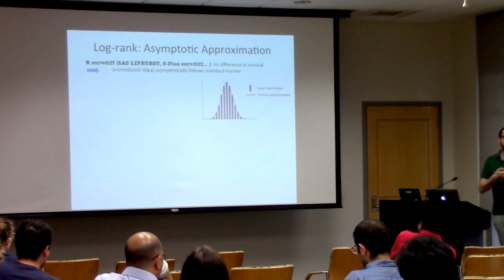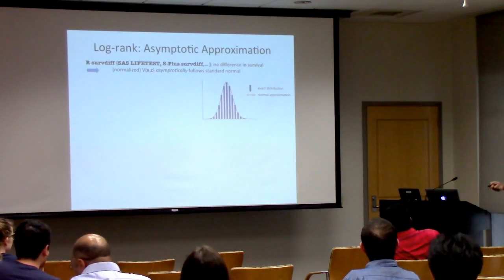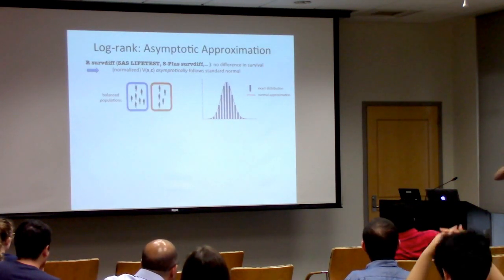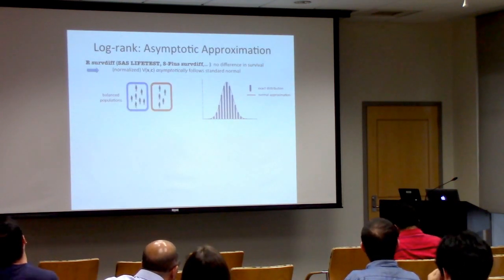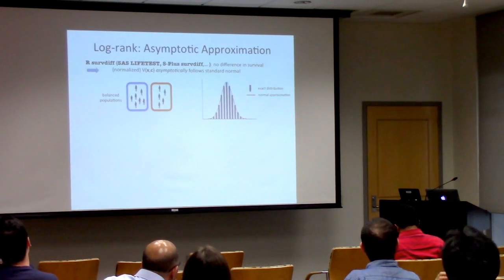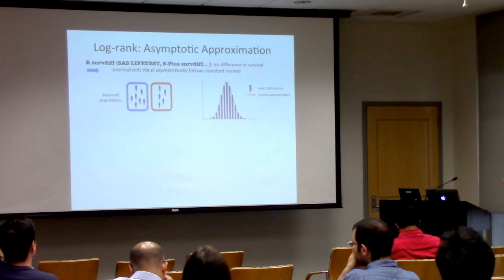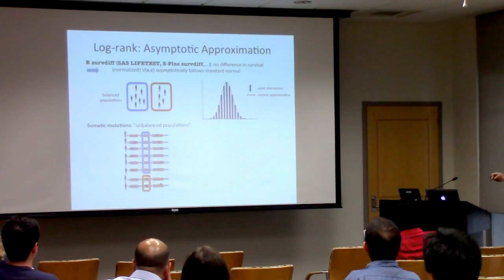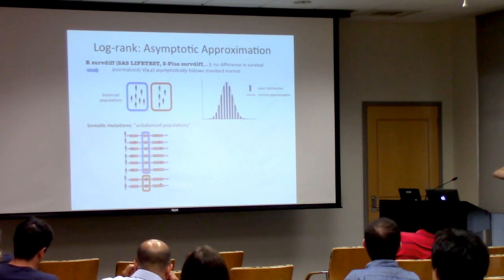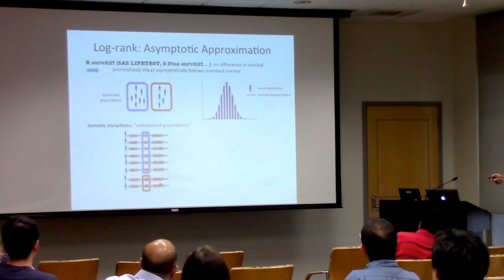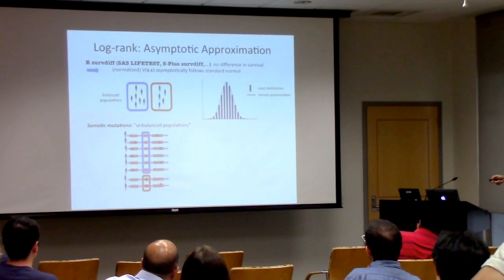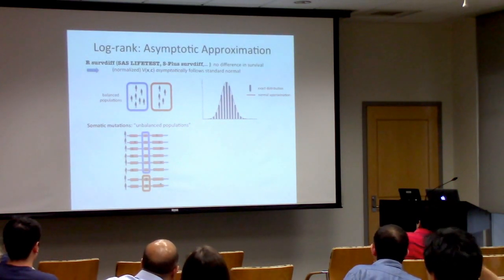One of the assumptions that you need for this result is that you have balanced populations. If you remember, I said the log-rank test was designed for clinical trials where you have many cases and many controls. But in this analysis of cancer mutations, when you look at somatic mutations, you split the groups into two based on the mutation status of a gene. You have a small population with a mutation and a larger population without a mutation.